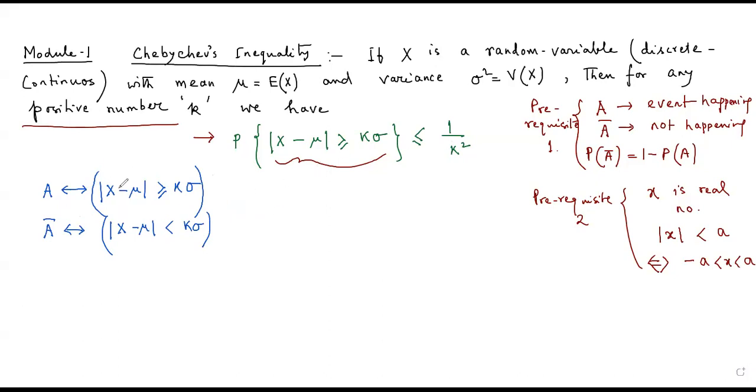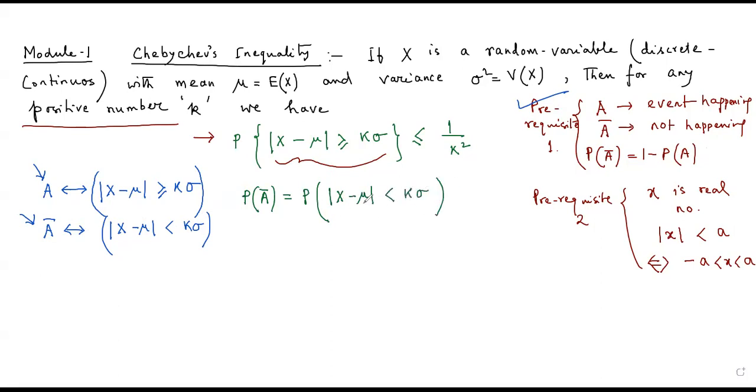So if I'm denoting this particular expression, mod of x minus mu greater than or equal to k sigma, by the event capital A, then its corresponding complementary event will be mod of x minus mu less than k sigma, which will be denoted by the complementary event A bar. And we know that probability of A bar is equal to 1 minus P of A. So let us try to calculate the probability of A bar over here, and let's try to find out what comes. So probability of A bar in this case will be nothing but the probability of this quantity, mod of x minus mu less than k sigma.